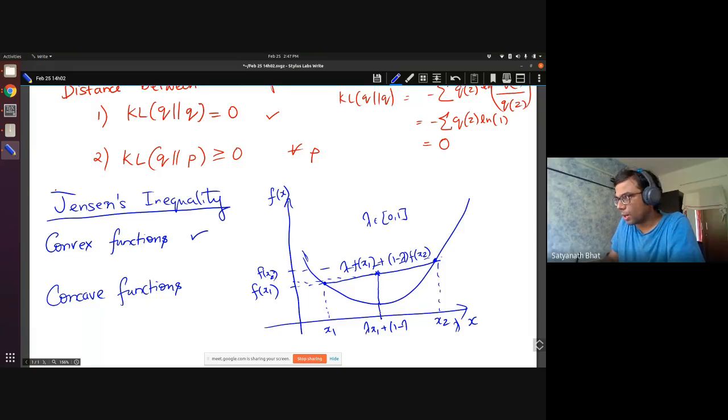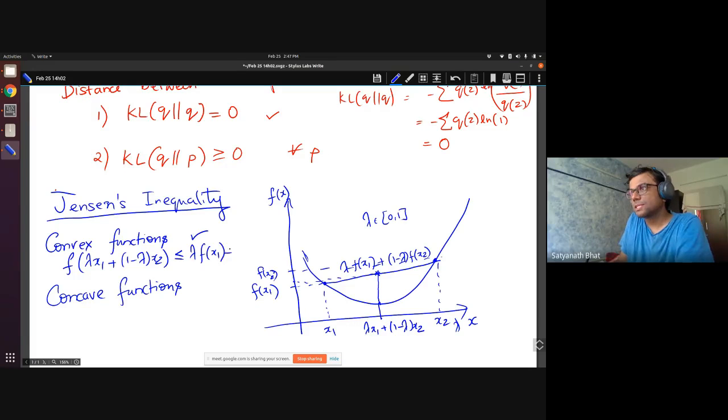The corresponding point under that curve, if you draw straight, is lambda times x1 plus 1 minus lambda times x2. What convex functions have as a property is that f of lambda x1 plus 1 minus lambda x2 is going to be less than or equal to lambda times f(x1) plus 1 minus lambda times f(x2). And for concave functions, the property is opposite.